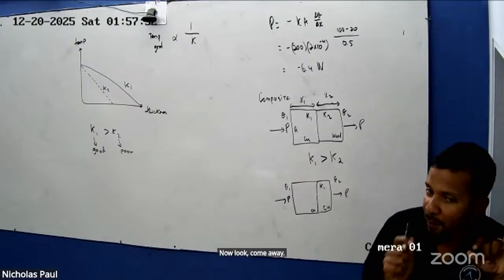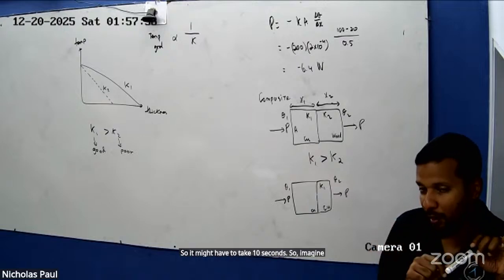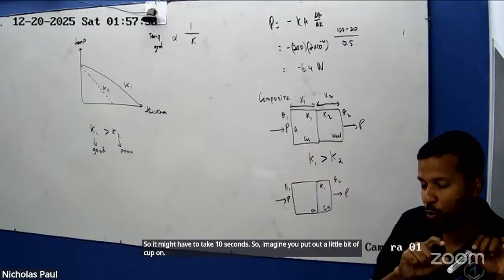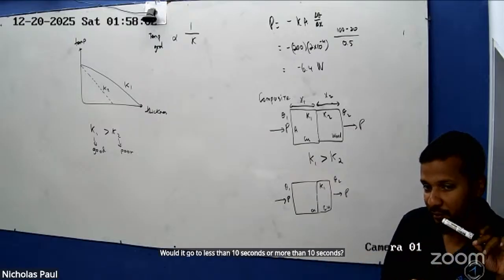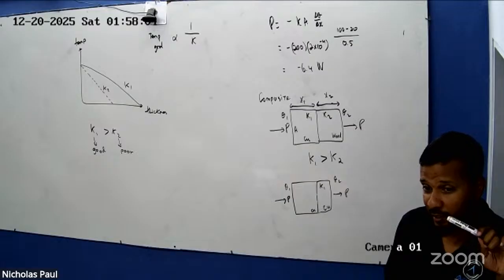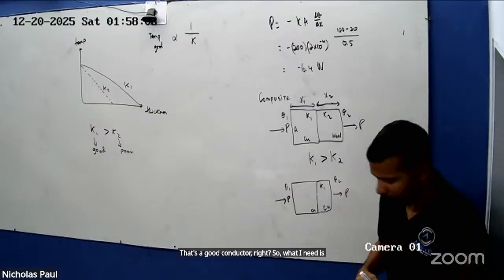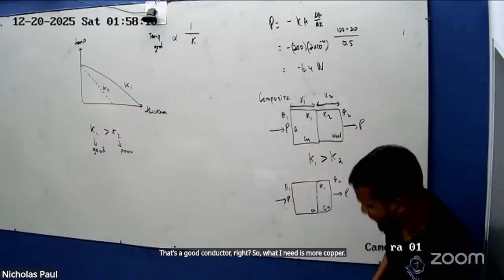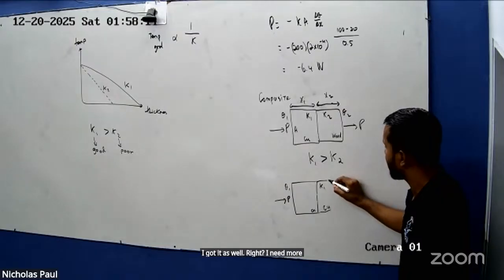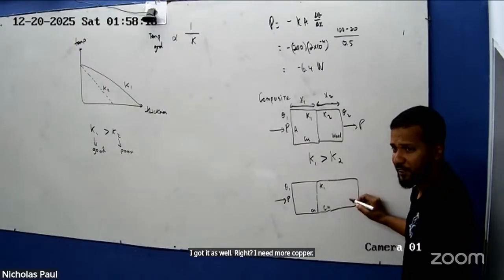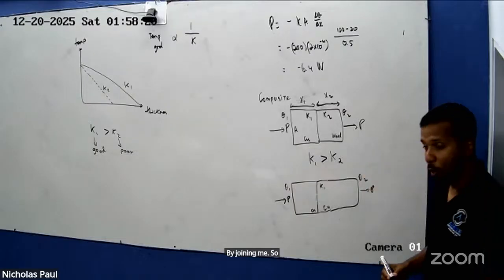Remember, it has to take 10 seconds. So imagine you put in a little bit of copper. Will it go through in less than 10 seconds or more than 10 seconds? That's a good conductor, right? So what I need is more copper. I need more copper.